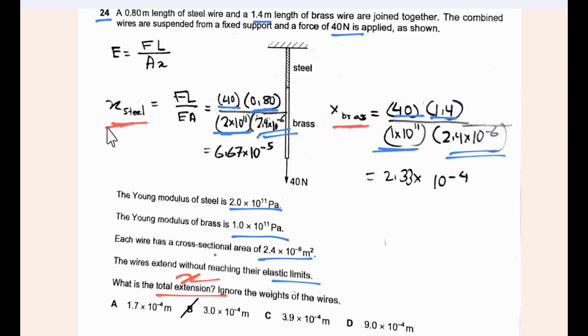So what is the extension of steel? Extension is equal to force times length divided by Young modulus times cross-sectional area. We know these values, so we find the extension of steel. Then we find the extension of brass. Adding the extension of steel and the extension of brass gives the total extension as 3 × 10^-4 meters.